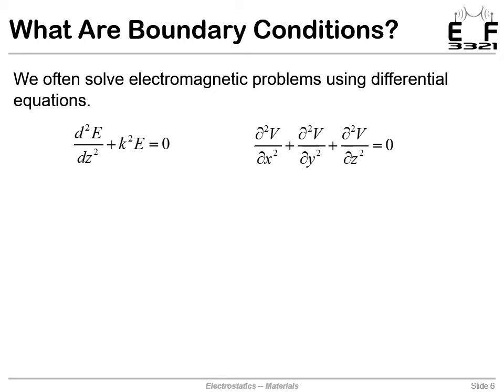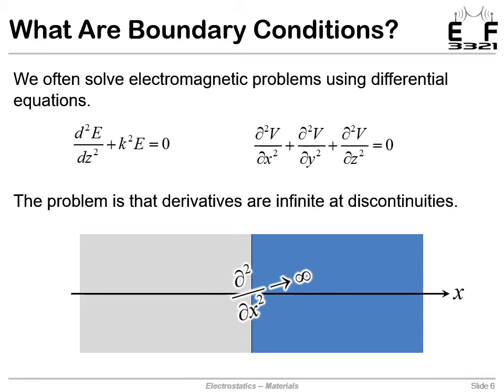First, I'd like to answer the question of why we even need boundary conditions. Well, most often when we solve a problem, we're solving differential equations. We seem to prefer these over integral equations, and these differential equations involve derivatives. Well, if we have the interface between two different materials, that is a discontinuity, and derivatives explode at discontinuities. So in fact, we can't solve a derivative across an interface.